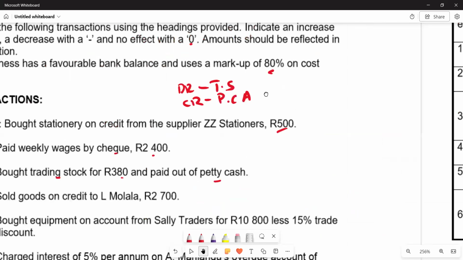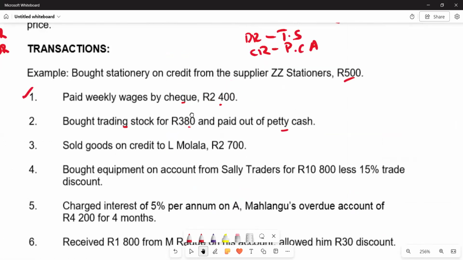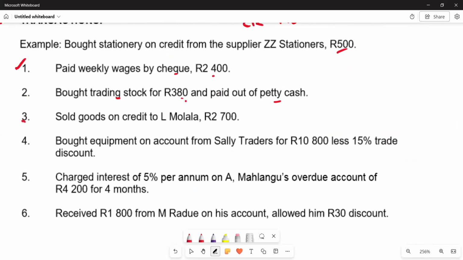So when we come here now, we are going to the next transaction, which is transaction number 3, which is saying sold goods on credit to L Molala, 2,700. Double entry, we are selling goods, so they are sales, but we are selling on credit. So we are going to open the name of the person, which is L Molala, and it becomes a what? A debtor. So the debtors control is going to be debited, and then we credit sales. Remember, sales account is always credited. Whenever you see sales account, it means you're going to credit it. That's very simple.